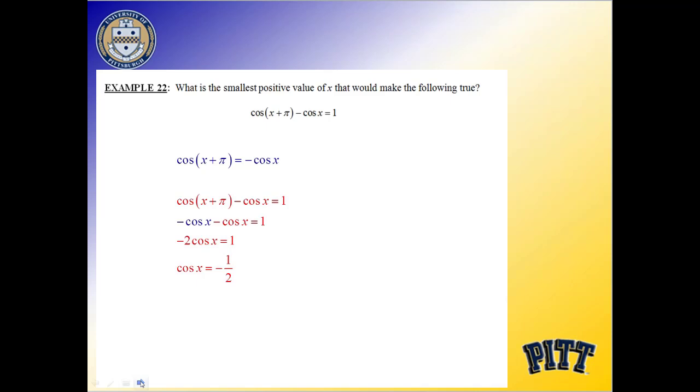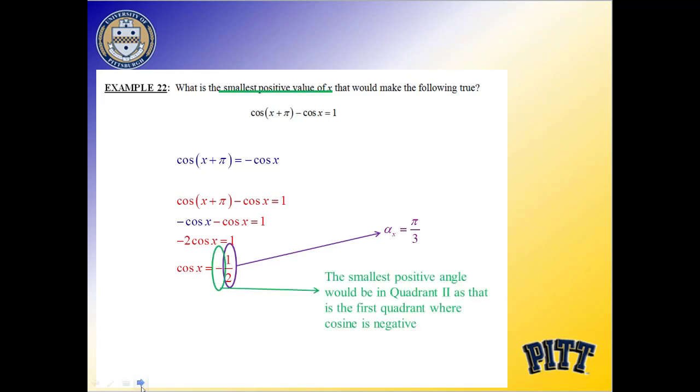I'm looking for the smallest positive value though. So I go back to the idea that the reference angle for 1 half is pi over 3. I'm looking for an angle that has a reference angle of pi over 3 and gives me negative 1 half as a cosine. The smallest positive angle would be in quadrant 2, because if I start in standard position and move through quadrant 1, cosines are positive. I get to quadrant 2, that's where the cosines first become negative. So it's going to be a quadrant 2 angle that has a reference angle of pi over 3, and the angle that does that would be 2 pi over 3.